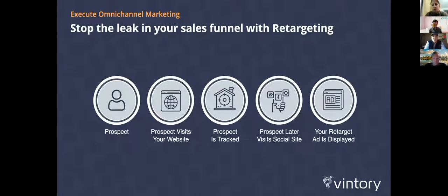All right, next we're going to talk about retargeting. What if I told you that close to 80% of the property managers out there have a leak in their sales funnel, right? They've got a leaky bucket. Well, guess what? It's true.